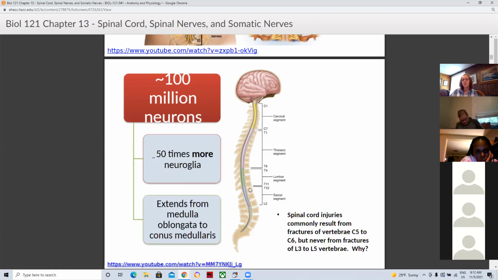So we're reading that question about spinal cord injuries commonly resulting from fractures of C5 to C6, but never from L3 to L5. And I don't know which it is. I still want to think that part of it is the fact that there's a lot more flexibility in the neck, because where things are more flexible, they're less stable. But you also have more protection down that low. That's what Becky was saying here. Where there's more protection, there's more stability.